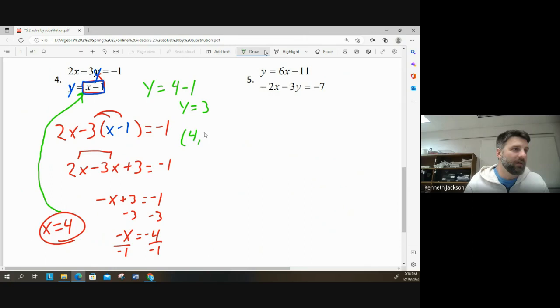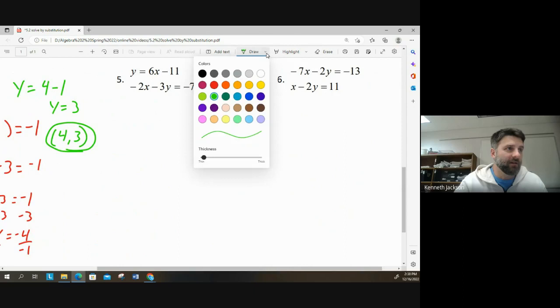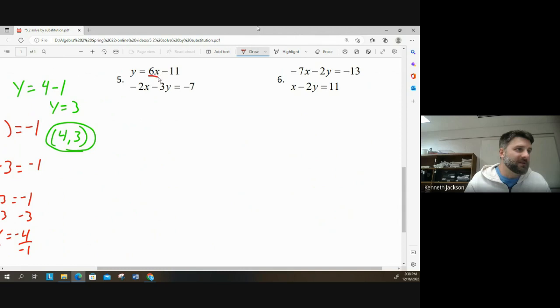Basic substitution. Well, I mean, I guess these problems aren't basic substitution, but it's the same principle. So let's do a couple more together here. On number 5, it's given to me that y is equal to 6x minus 11. So everything in the equation except for the y is going to stay the same. Negative 2x minus 3 times y equal negative 7. But instead of y, I'm going to plug in what y is equal to. So that would be 6x minus 11.